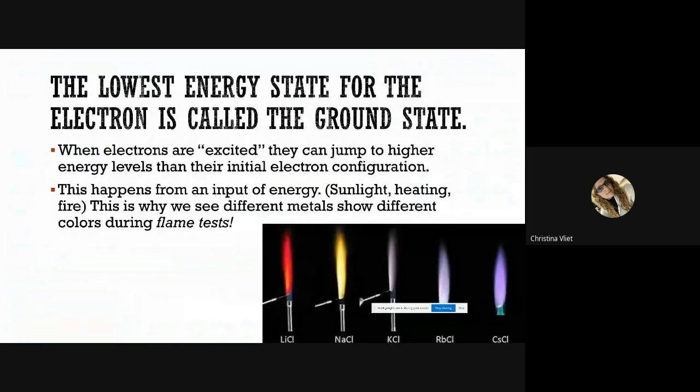Okay, so let's talk about this. Yes, I'm sorry. Question? Yeah, go ahead. When we are doing electron configurations, it is important to note that you are only going to be asked to do electron configurations in the ground state. Ground state means lowest energy state.